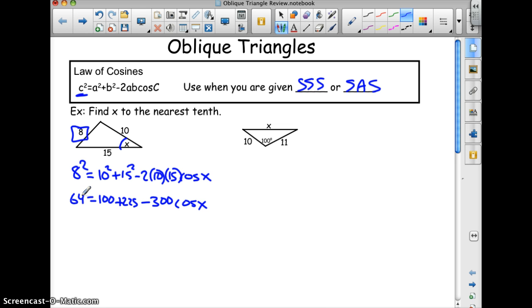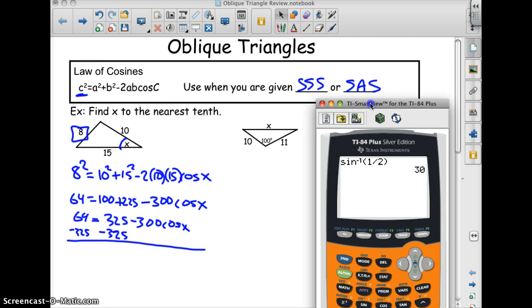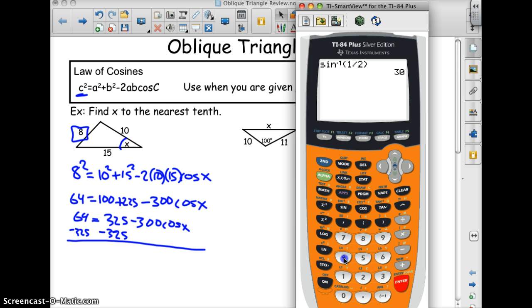Okay, now a common mistake here will be to combine all of this, 100, 225, and 300. But that 300 is not a like term, so it's 325 minus 300 cosine x. And that equals 64. What I have to do is just subtract the 325 from both sides, okay? Don't make that like 25 and then try and solve from there, okay? So when you subtract that, 64 minus 325 is negative 261.